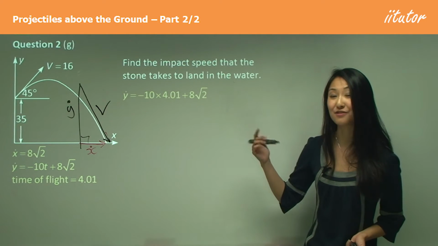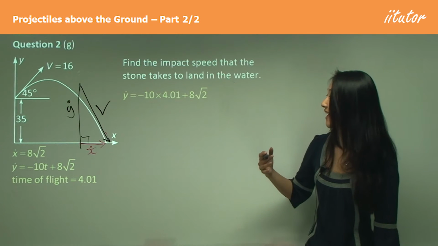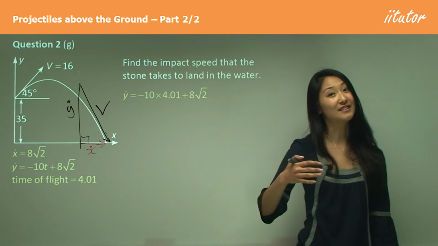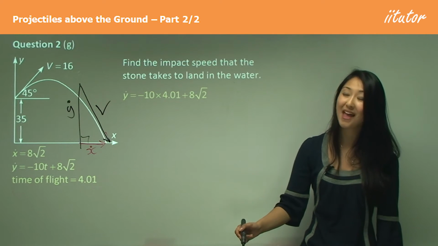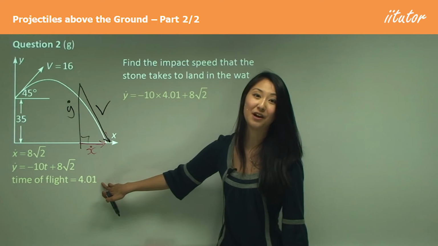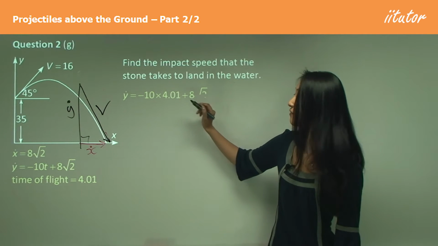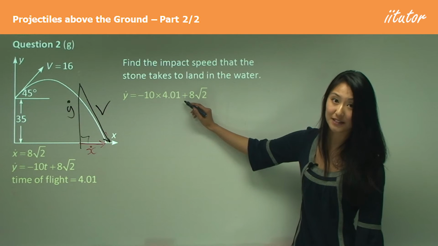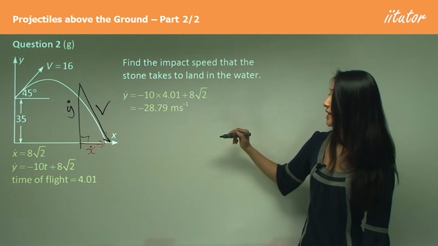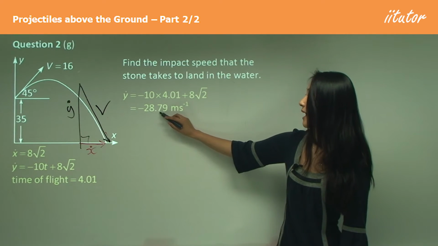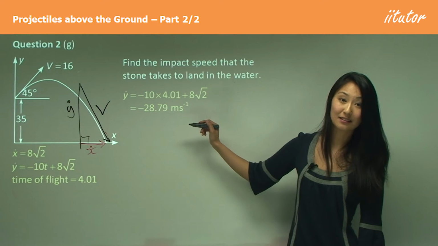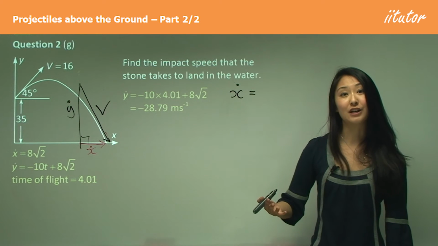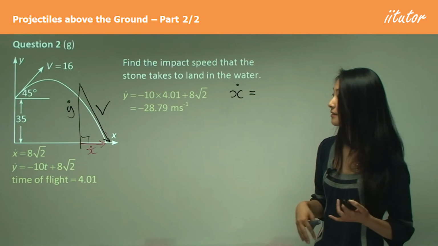Let's work out our vertical velocity. So our vertical velocity there is given to us by this equation, which we worked out previously. Now the vertical velocity, remember how it changes throughout time? The time here, it was 4.01. So just substitute that in. So the vertical velocity as the stone hits the water is -10 multiplied by 4.01, which is the time, plus this, which equals approximately -28.79 meters per second.